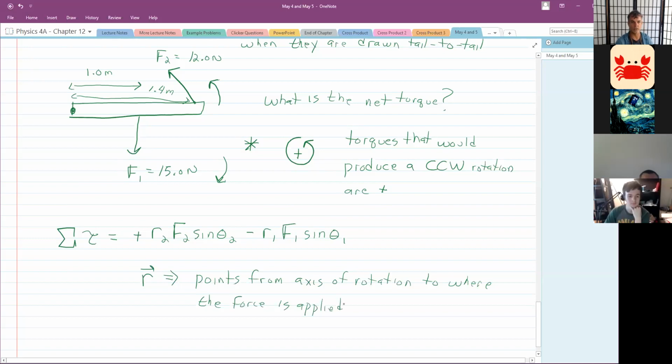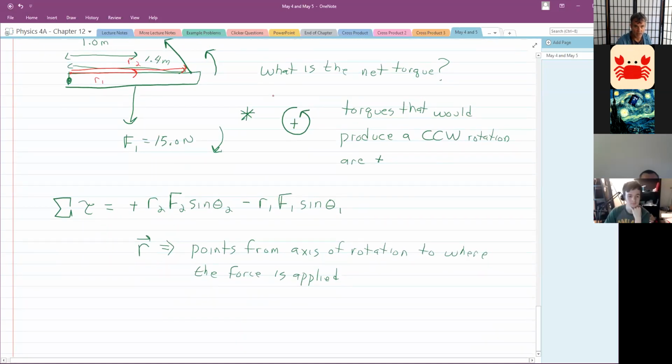So let's just look at each of these forces. So again, let me change colors. Let's use red. My R1 vector that I would use for calculating the torque from force 1 is, I draw a vector starting from the origin to where the force is applied. So this would be my R1 vector. And then R2 would point, again, from where the axis is to where the force is applied. And if I want the angle to calculate torque, it's always the angle between the two vectors if they're drawn tail to tail.